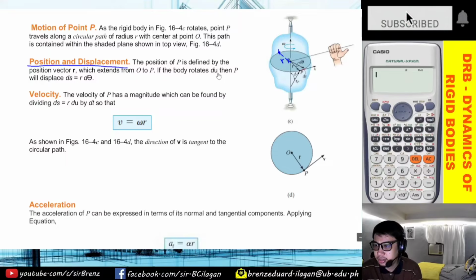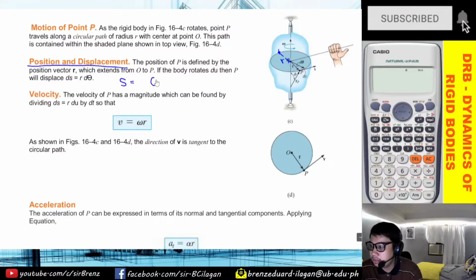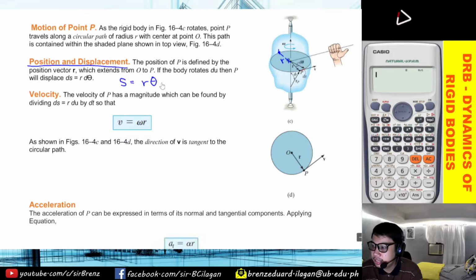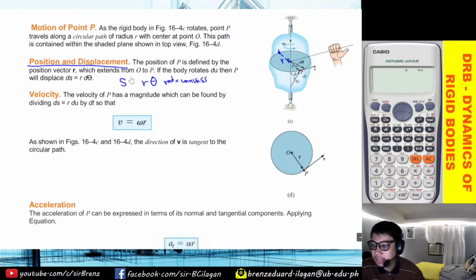If the body rotates d theta, then P will displace as ds equals r d theta. So, if you want to compute the displacement, you multiply the angular displacement theta by r. Which is correct, because theta is in radians, which is unitless. If we multiply it by the radius, for example in meters, we satisfy the unit of s, which is the displacement.